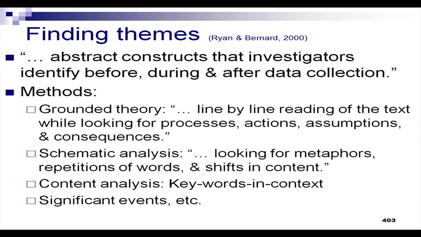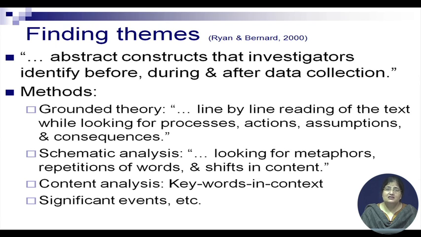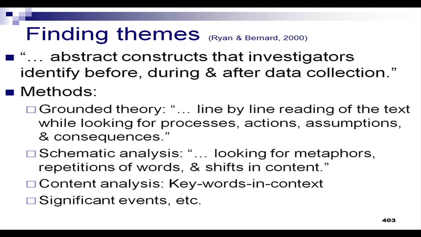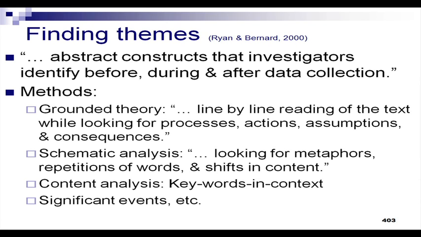Okay, the methods for this are grounded theory, in which the finding of themes happens through line by line reading of the text while looking for processes, actions, assumptions and consequences. So we go line by line. We've discussed this in grounded theory, so I'm not going to go into it. Schematic analysis, we will talk about it. We look for metaphors, we look for repetitions of words and shifts in content. We look for abstract representations of the context that we are referring to. Okay, in content analysis, we look for keywords in context. We will talk about this as well.